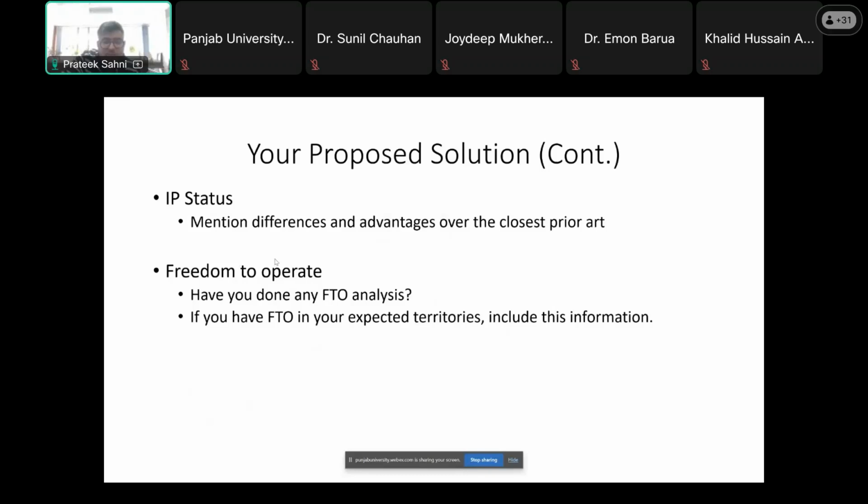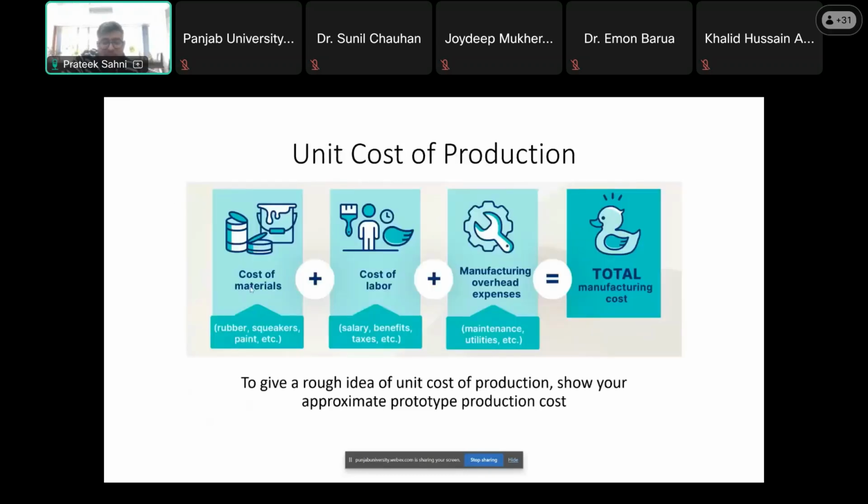Now, the unit cost of production, as I said before, gives a rough idea. The formula that I provided gives a rough idea to show the approximate production cost of the prototype, and for the licensee to have an upper limit on the production cost of their eventual product they will hopefully be licensing from you. That will give them some information to calculate if they go with that route.